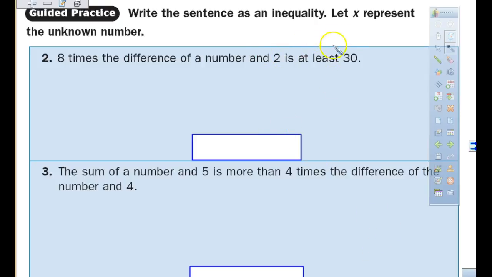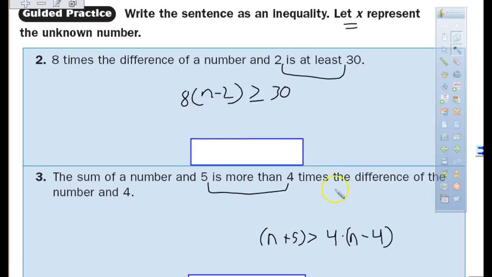So this one says, let's use X this time. 8 times the difference of a number and 2 is at least 30. And I need to get some people who have not been up to the board for a while to come up. And the next one, the sum of a number and 5 is more than, so here is at least, those are our phrases, is more than. Think about which inequality first. You're going to check with your shoulder partner. And then we're going to come up and write it up here. Okay? So check with your shoulder partner.